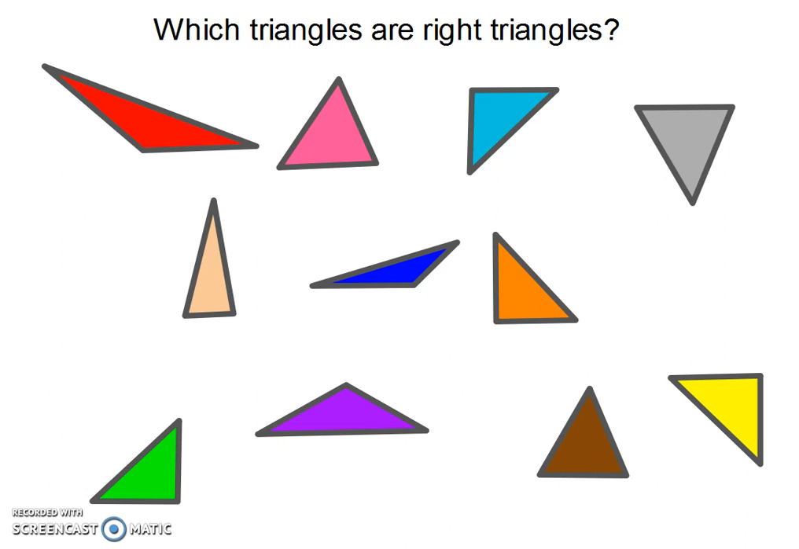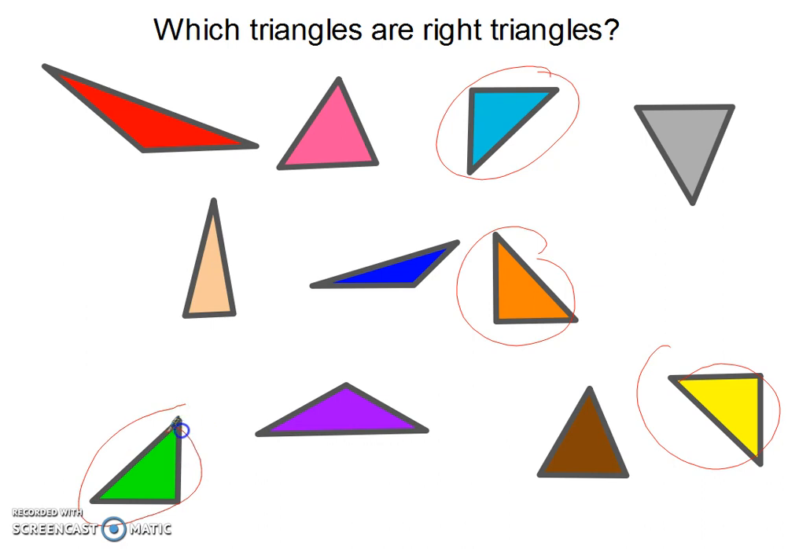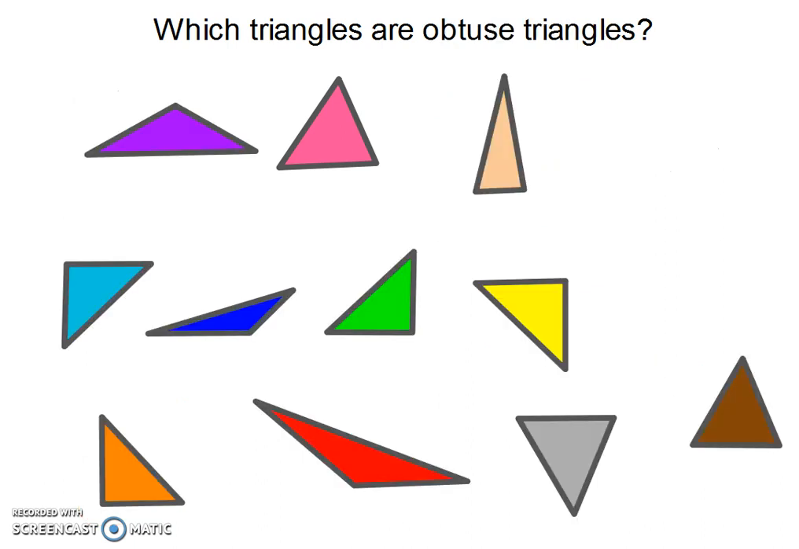So which of these are right? I'm looking for that perfect L. I see one there, and there, and there, and there. Four right triangles because they all have those L's. They may have them rotated around in a different place, but they're making it 90 degrees.